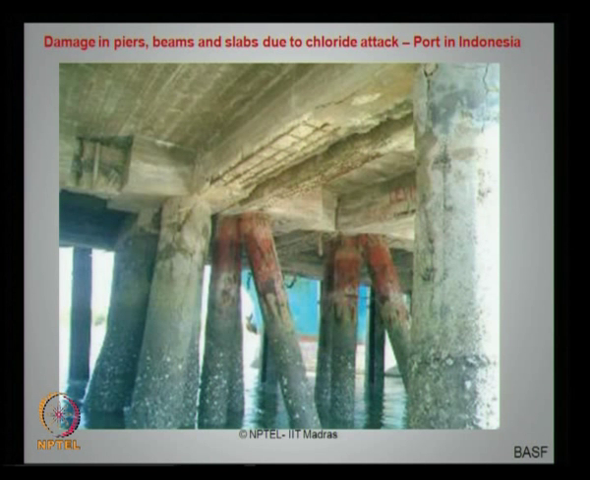Ladies and gentlemen, it is a very interesting picture showing the damage in piers, beams and soffit of the slab, which has been primarily due to a chloride attack, at a port in Indonesia. You can see the soffit of the beams which are extensively corroded, even the surface of the columns which are corroded, and spalling of concrete takes place, which exposes the reinforcement not only on the side face of the beam as well as of the main reinforcement in the bottom face of the beam as well.